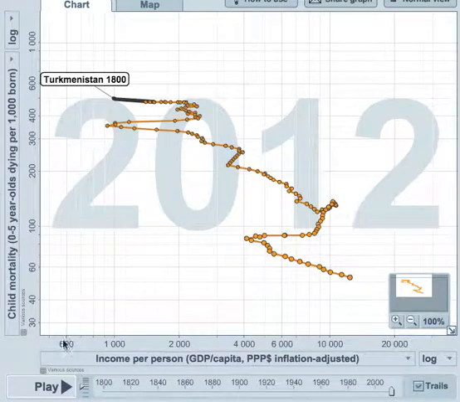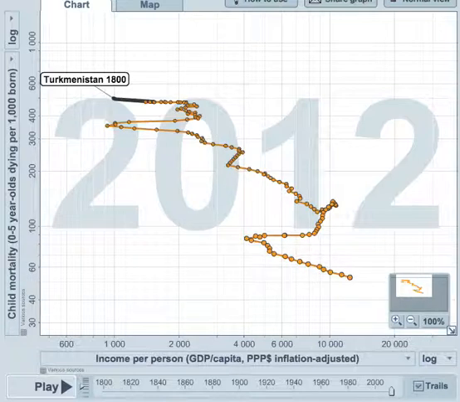The indicator on the x-axis is income per person. In other words, it is the gross domestic product of the country divided by the total population and adjusted for differences in purchasing power. In this video, I will refer to it as GDP. The indicator on the y-axis is child mortality, the number of deaths of children under 5 years of age per 1,000 live births.